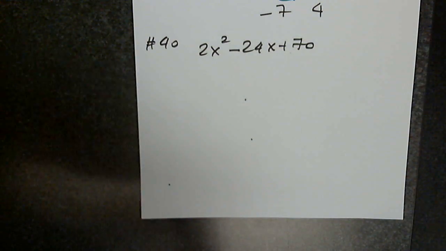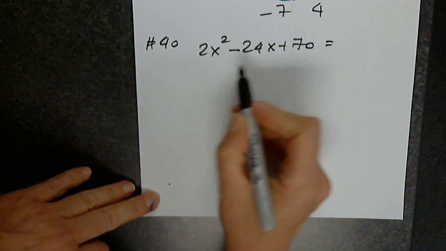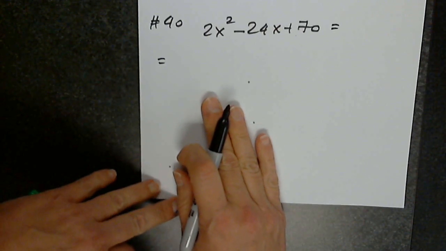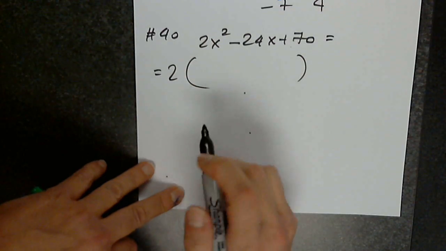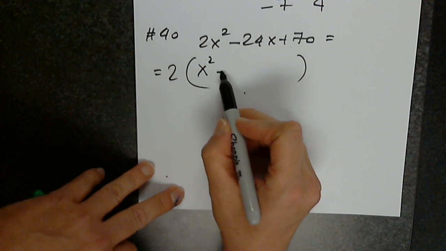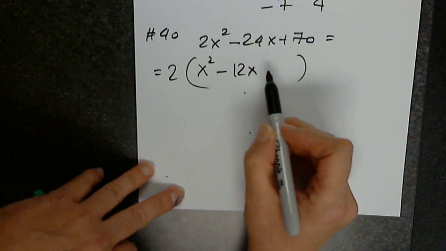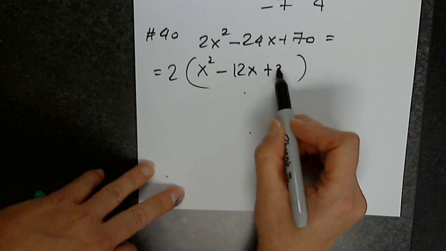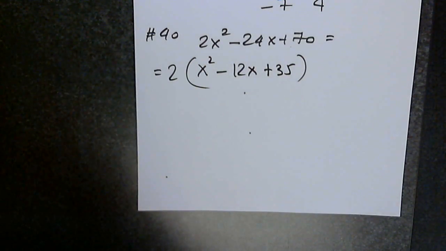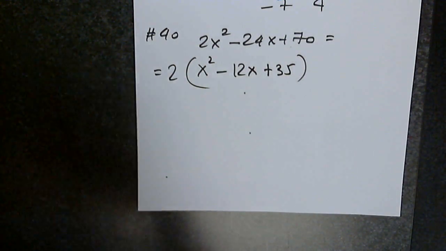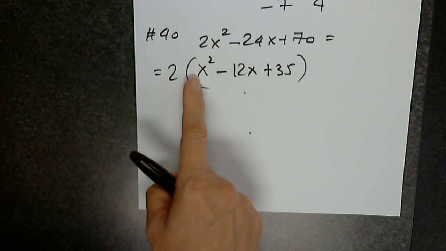It's a trinomial. Is it in descending order? Negative leading coefficient? Greatest common factor? Good. Please tell me what you have. Minus 12 plus 35. Good. Special product? No, because 35 is not a perfect square. 1 is the leading coefficient?